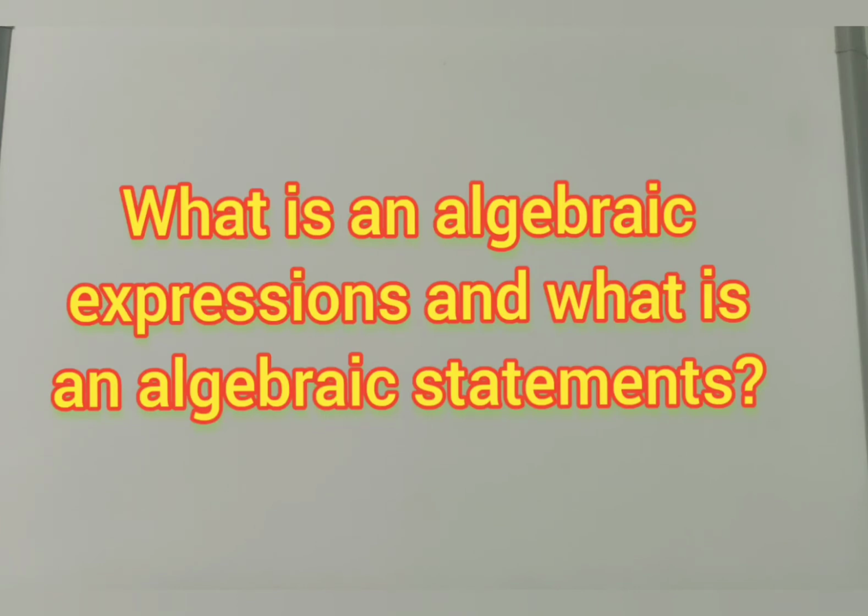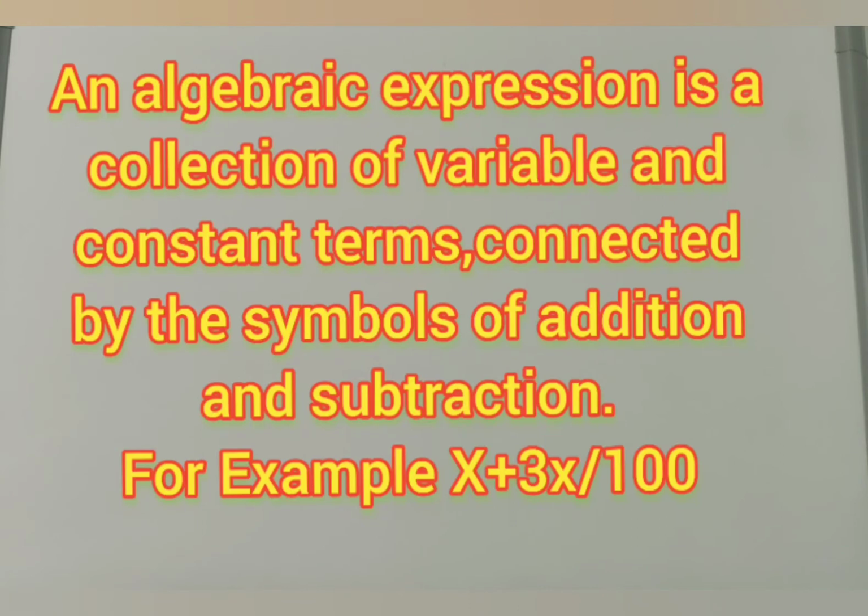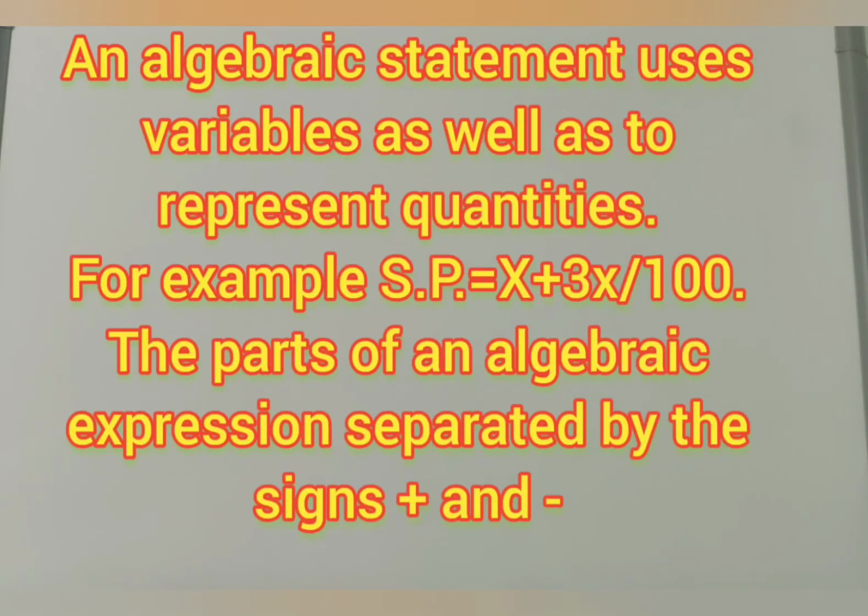What are algebraic expressions and algebraic statements? What is the difference between an algebraic expression and an algebraic statement? An algebraic expression is a collection of variable and constant terms connected by symbols of addition or subtraction. For example, x plus 3x upon 100. An algebraic statement uses variables as well as numbers to represent quantities. For example, the statement SP is equal to x plus 3x upon 100.